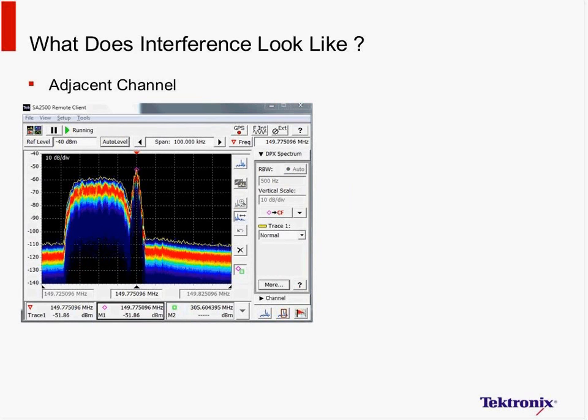Adjacent channel interference from a real-time perspective looks a little like this. We can see this rather large digital emission here on the left-hand, or the lower frequency side. We see this signal here right in the very center. We can see that there is a crossover area where the signals are interfering with each other.